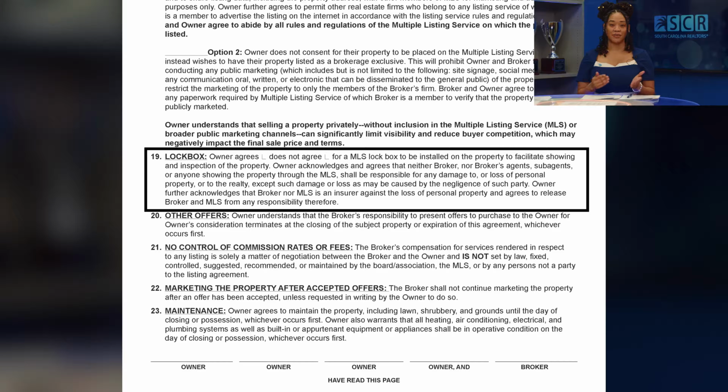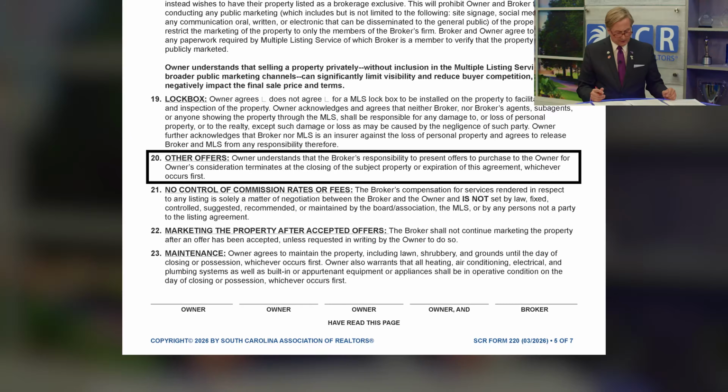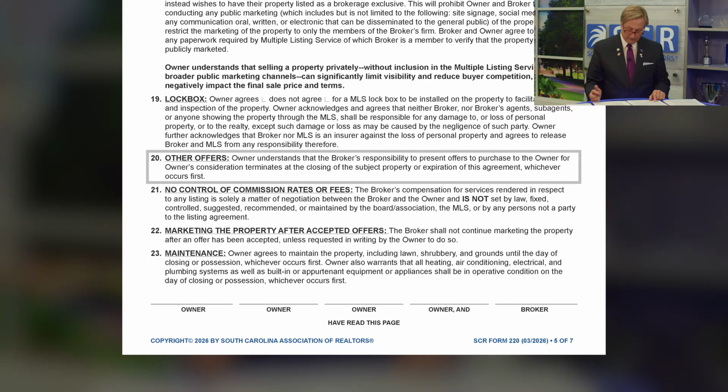Section 19 is going to be your lockbox section. It's going to grant the broker permission to place a lockbox on the property for showings. 20, other offers. The owner understands the broker's responsibility to present offers from others terminates at closing, subject to the expiration of this agreement, whichever occurs first.